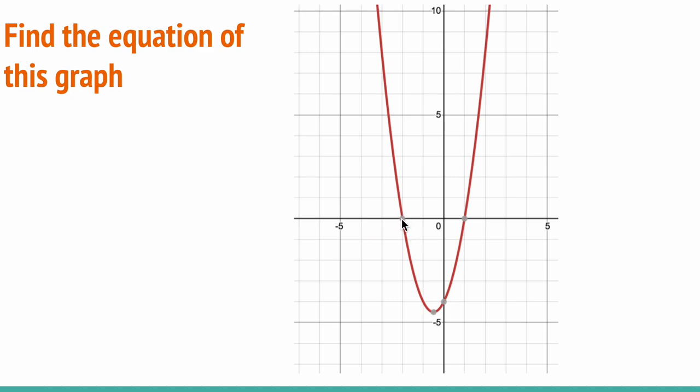So we can see here that it crosses the x-axis at -2, at +1, and it crosses the y-axis at -4. So that gives us 3 coordinates. So we can use that on our TI Nspire.